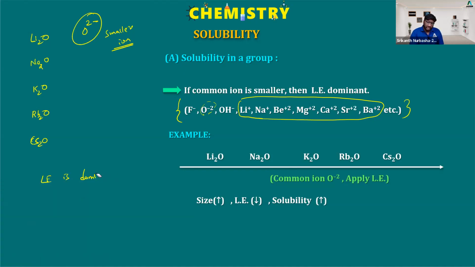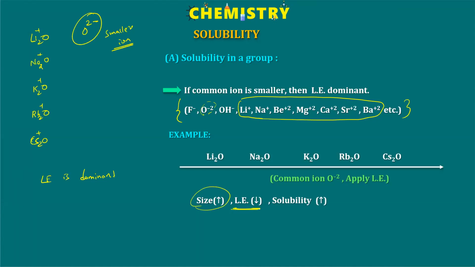Lattice energy is dominant. We have Li plus, Na plus, K plus, Rb plus, Cs plus. Charge is the same everywhere, the only thing is size. When you go from Li2O to Cs2O, what happened to size? Size is increasing. If size increases, what happened to lattice energy? It decreases. Size increasing, so lattice energy is decreasing. Lattice energy decreasing means solubility increases.